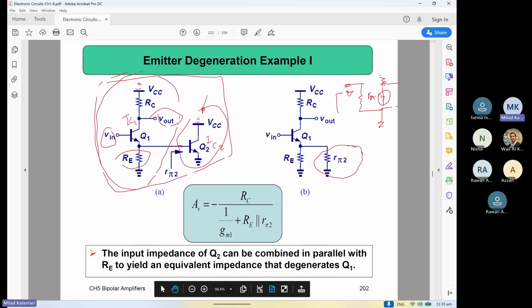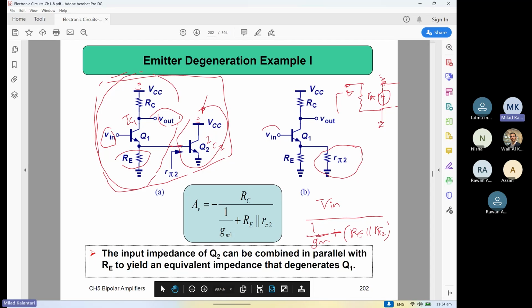As I mentioned, you can actually transfer V in to the emitter side, right? If you transfer the V in to the emitter side, the emitter current would be V in divided by the series of 1 over GM, because there is one R pi moved to here, right? Plus what else at the emitter? RE in parallel to R pi 2, right? This will be the IE, basically the emitter current.